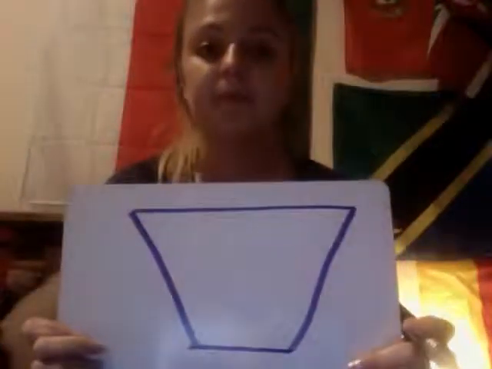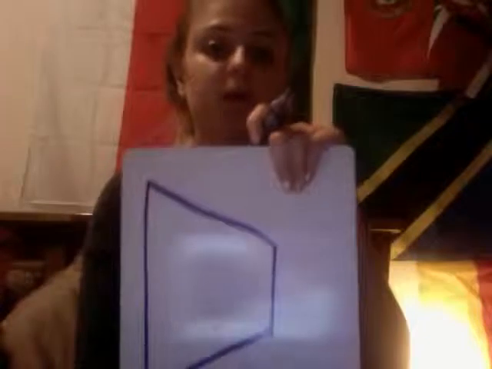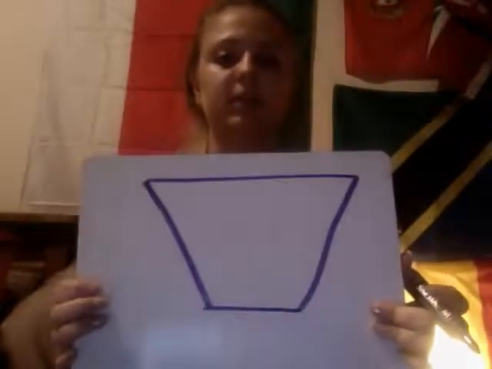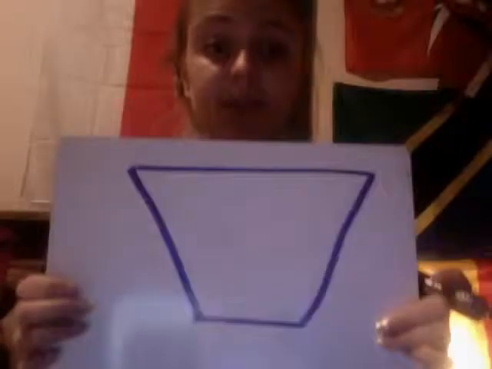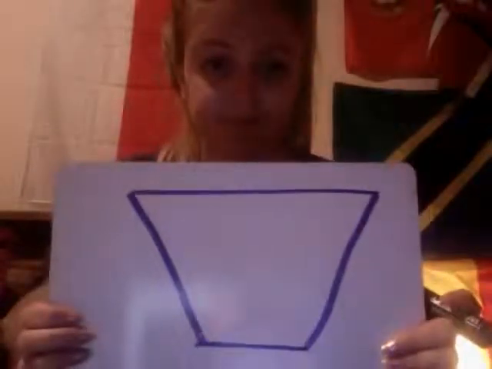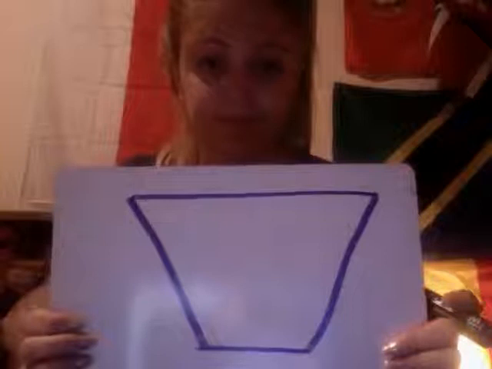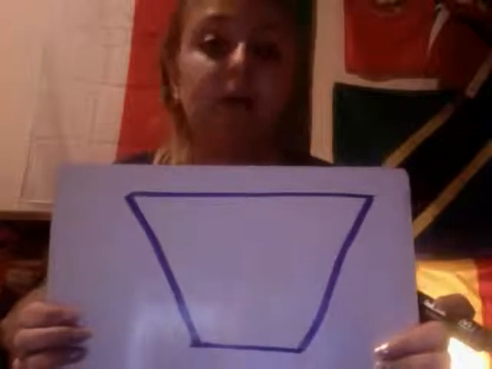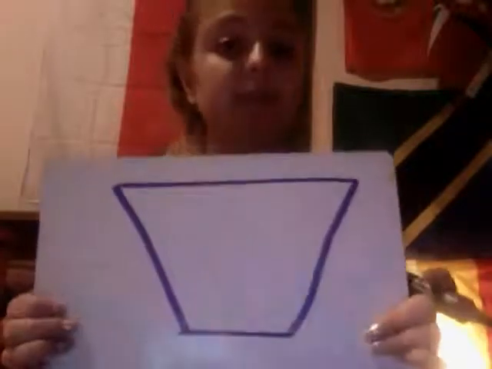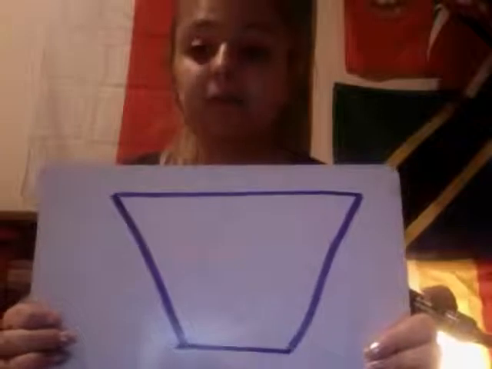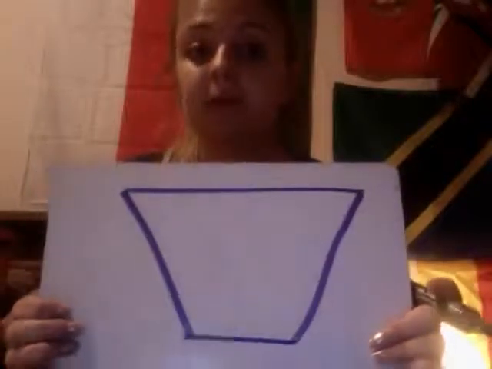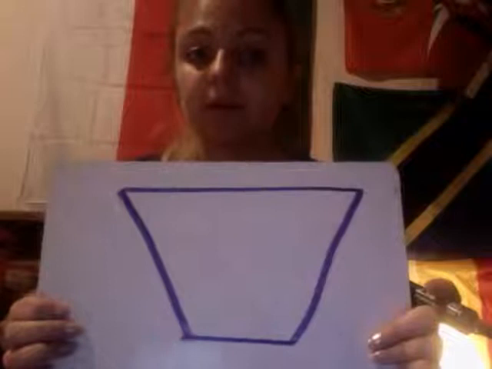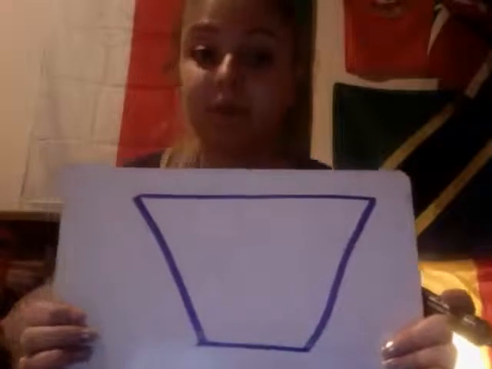Okay, I want you to look at this shape. Remember, it doesn't matter which way it is. It's always the same shape no matter which way it's facing. What is the name of this shape? I will give you 3 shapes to choose from. This is either a rectangle, a triangle, or a trapezoid. What shape is this? Hopefully you said trapezoid. Yes, this is a trapezoid.